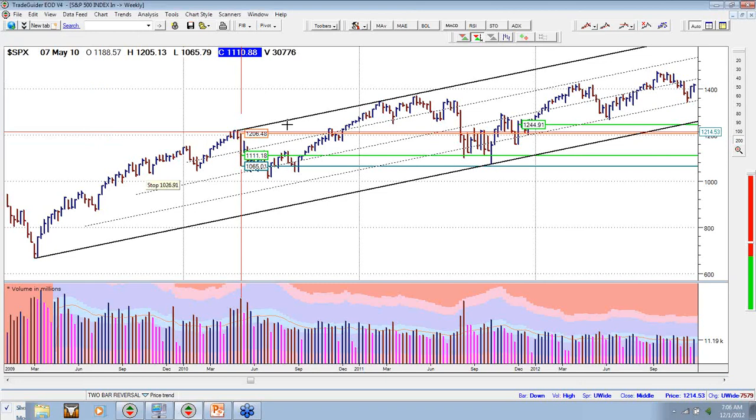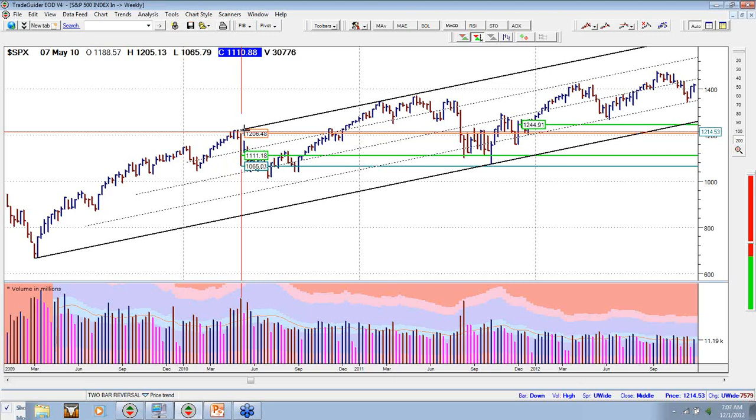All right. So now look at this, Peter. This is very, very important. I've marked the top, the close, and the low of the bar. The low of the bar is determined at 1065. Okay, just here. The closing price is at 1111. The high is at 1206.